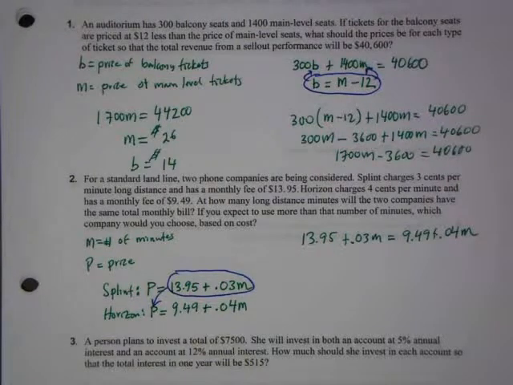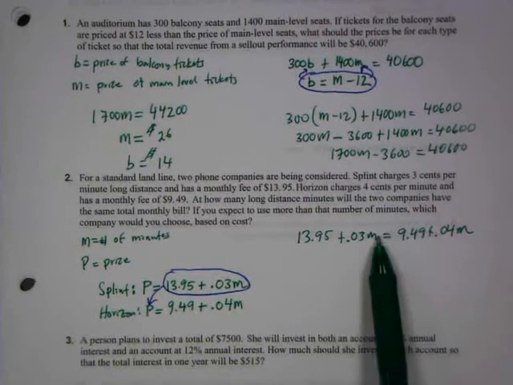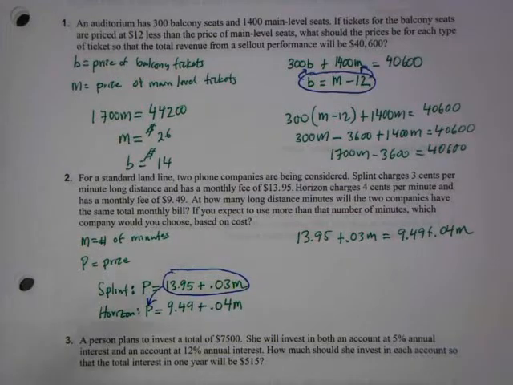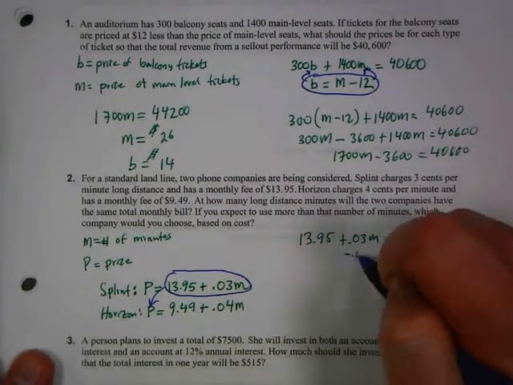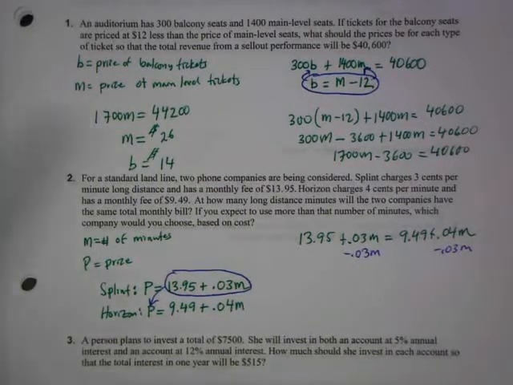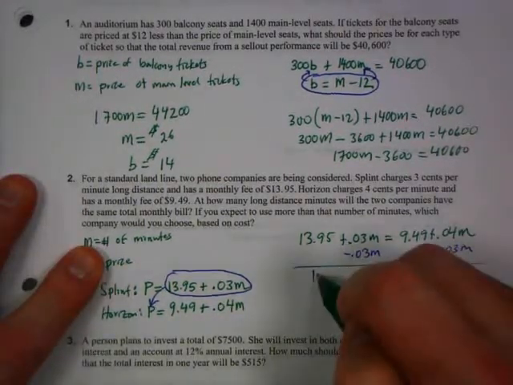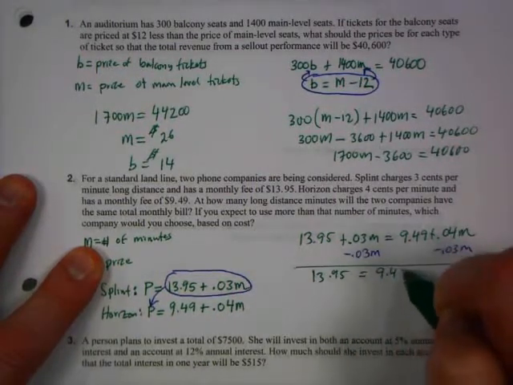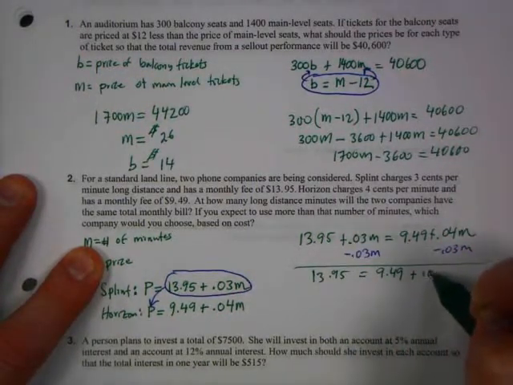How would you solve? Well, what I want to do is get the M's on one side and these numbers on the other. So I would probably subtract 0.03M, put the M's over there on the right. 13.95 equals 9.49 plus 0.01M.